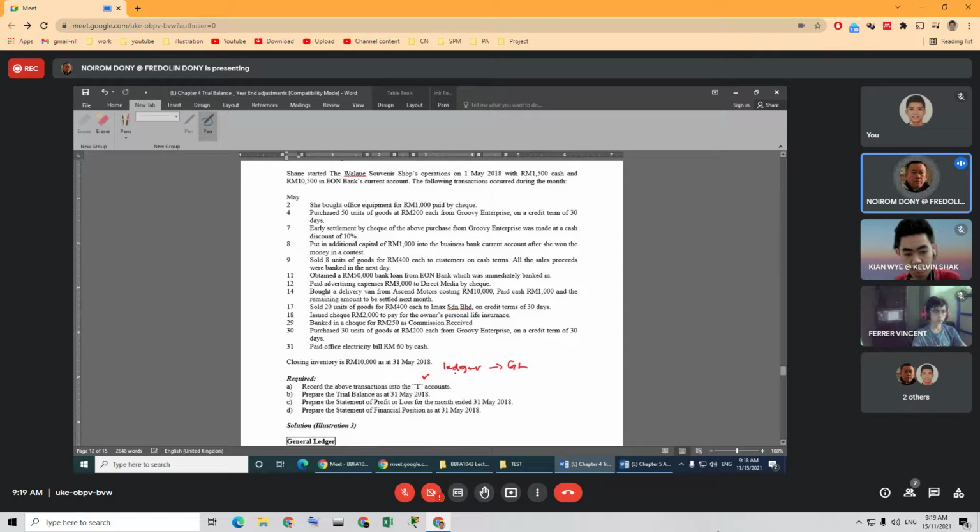So in this question, it did not ask you to do the prime entry. So we follow according to the question requirement. So you might ask yourself, hey, how come there's no prime entry? Because by right, we should have a prime entry first, then record in the ledger. But since the question wants to test your knowledge, understanding the question, so we open up a ledger account. So let's read.